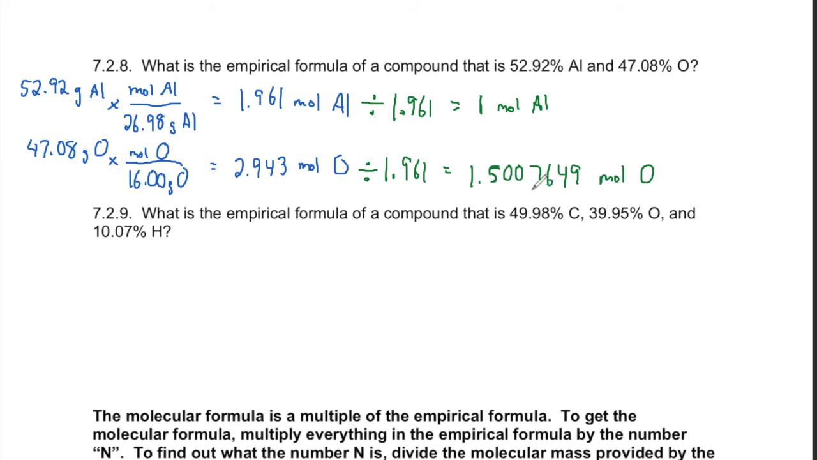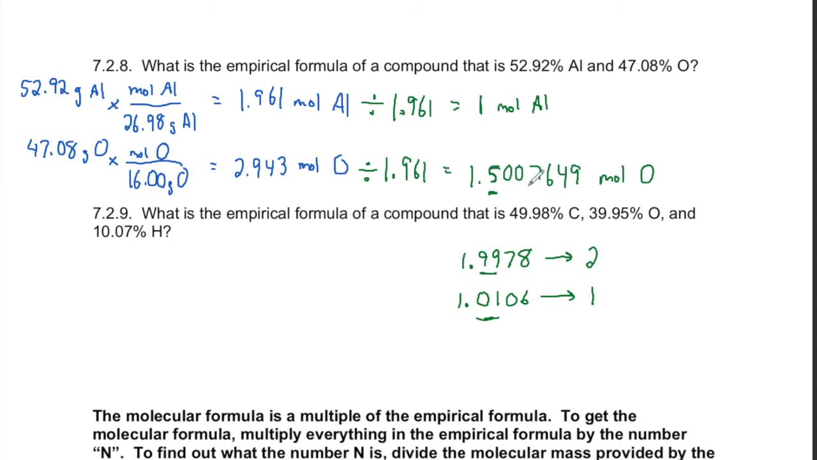So here it comes out to be 1.5007649. If it had come out to be something really close to 2, like this, we can just round to 2. If it had become something really, really close to 1, then we could just round that to 1. But 1.5 is pretty much halfway in the middle. So if you have something that isn't really obviously close to one integer or the next, don't round that to 2. This is not a 1 to 2 ratio.